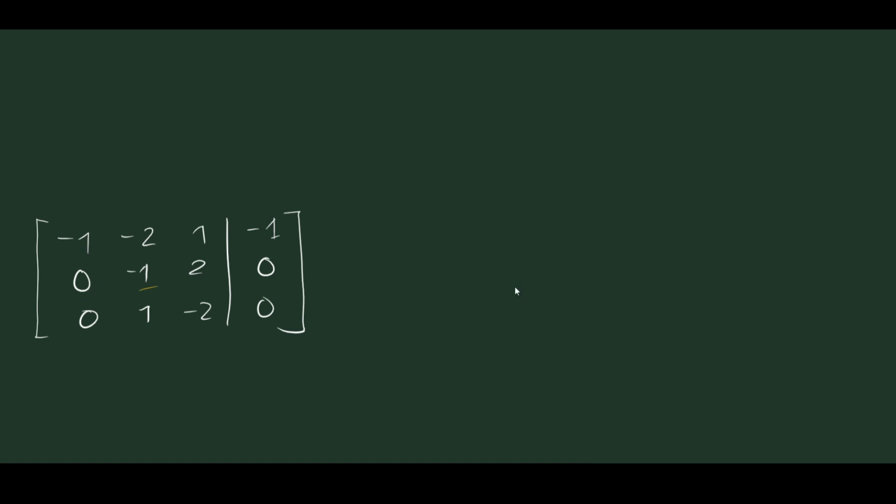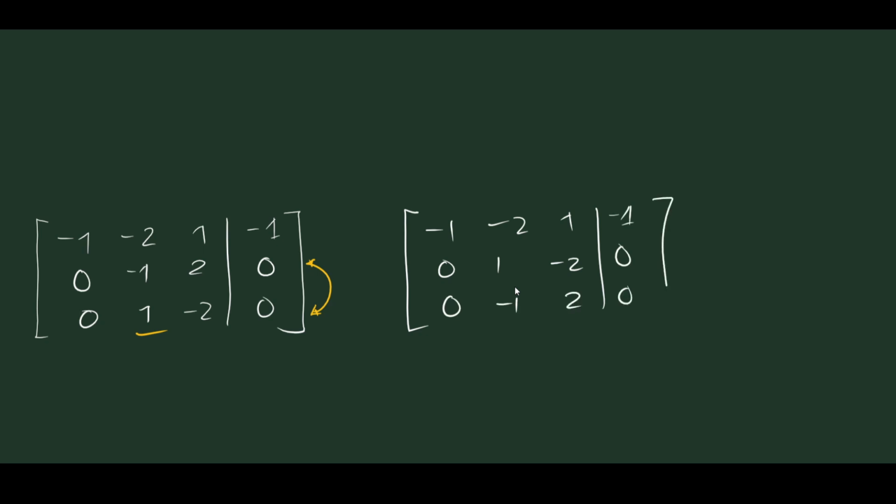So what can we do? One option is we can interchange R2 and R3, because as you can see, R3 already has 1 here. So we can do that. So let's do that. So negative 1, negative 2, 1, 0. So 1, negative 2, and then 0. This is negative 1, and then 0, negative 1, 2, 0.